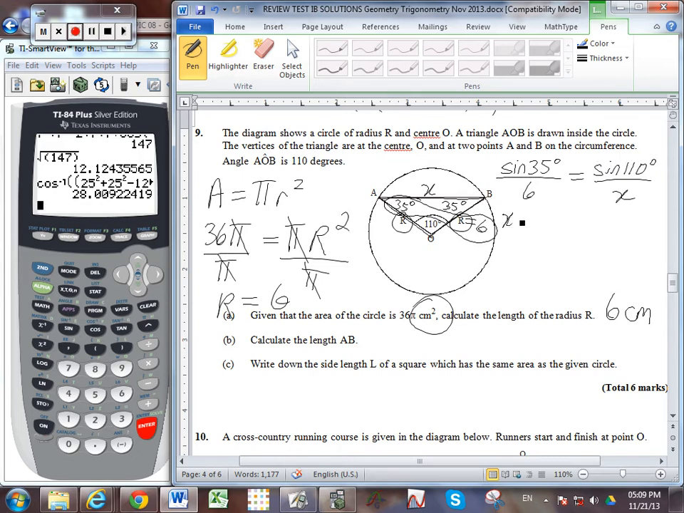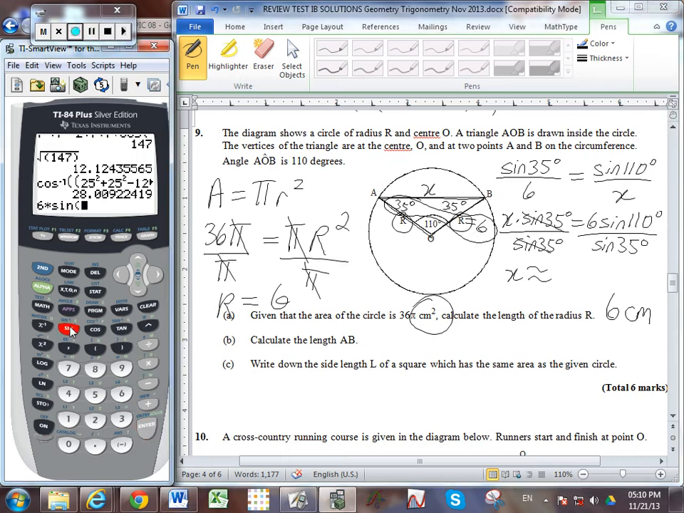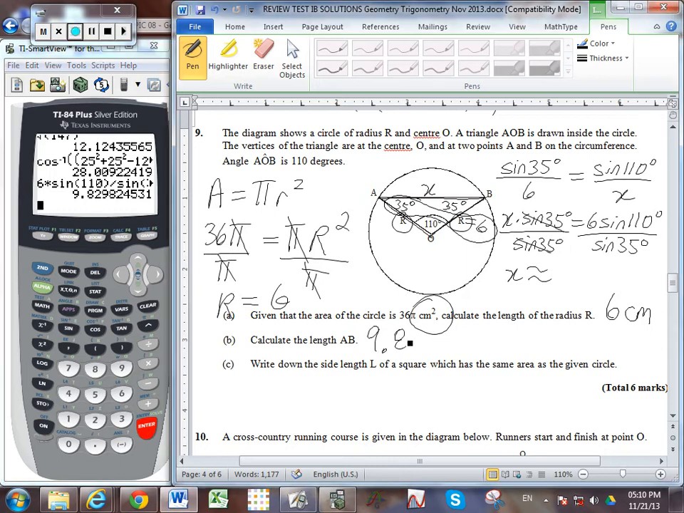Let's cross multiply. And then we'll divide both sides by the sine of 35 degrees. These will cancel, and I'll have x alone, and it will be approximately, let's see, 6 times the sine of 110 divided by the sine of 35. And we get a length of 9.83 when we round to 3 significant figures. Don't forget your units of centimeters.